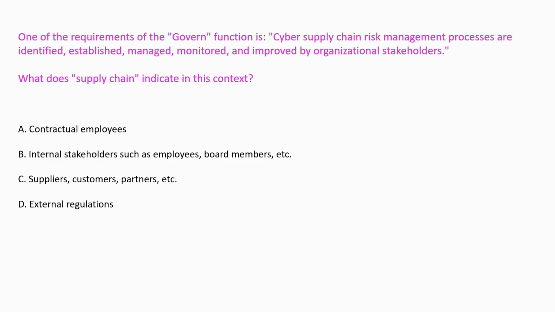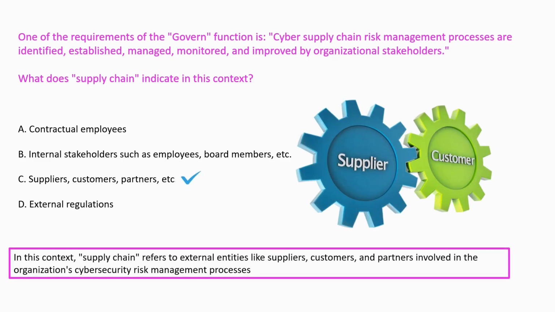The Govern function is: cyber supply chain risk management processes are identified, established, and appropriately managed. What does supply chain indicate in this context? Your answer should be option C, that is suppliers, customers, partners, etc.